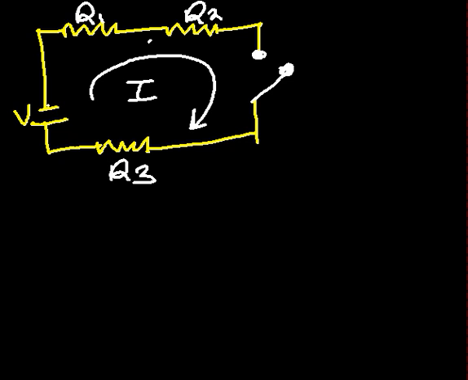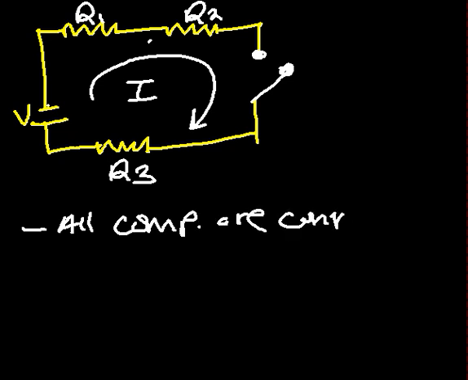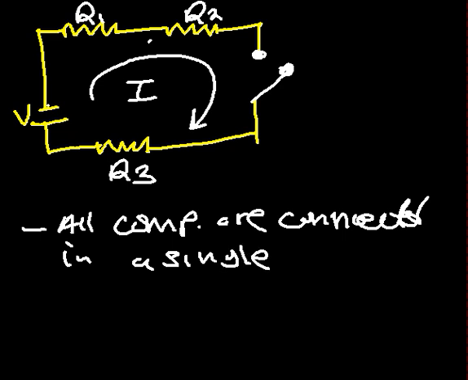So what are the facts behind the series circuit? A series circuit has all components connected in a single wire. So all components are connected in a single wire. Take note of that. All components are connected in a single wire. Now that is about the series circuit.